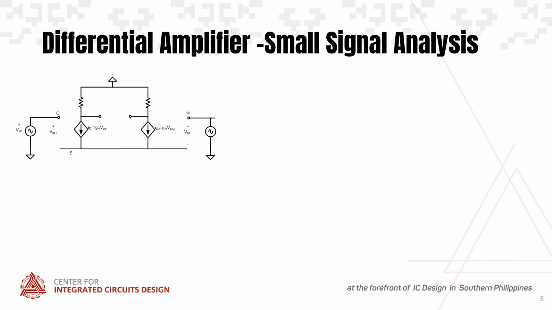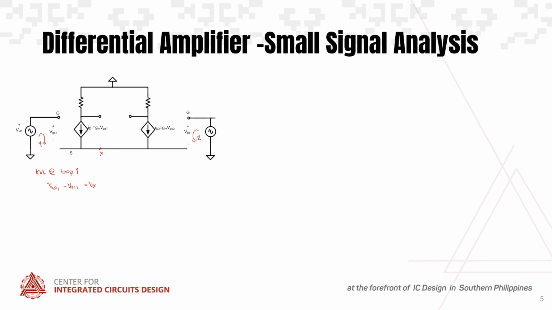So if we try to solve this, we consider this as our loop 1 and this as loop 2. Applying KVL at loop 1, we have VID1 minus VGS1 is equal to Vx. So this one is Vx.